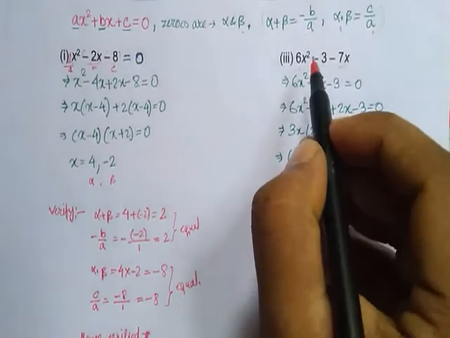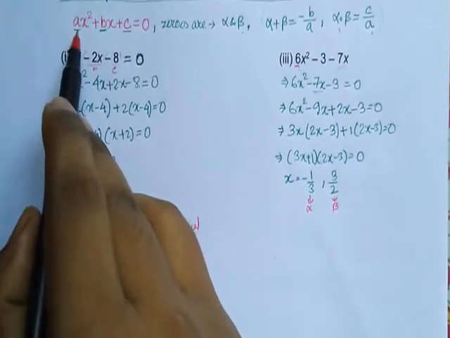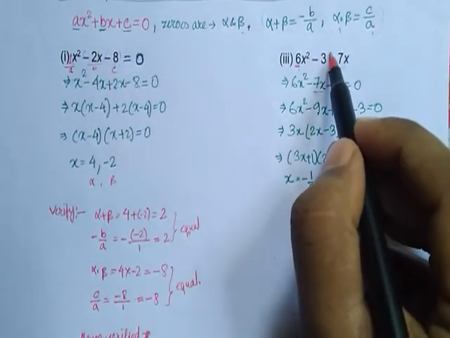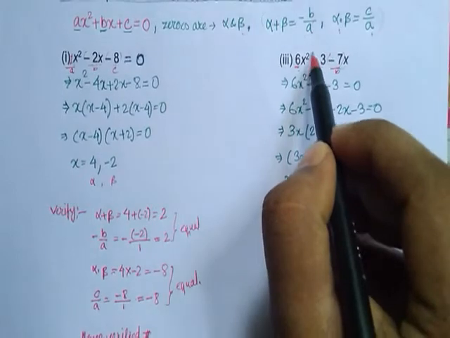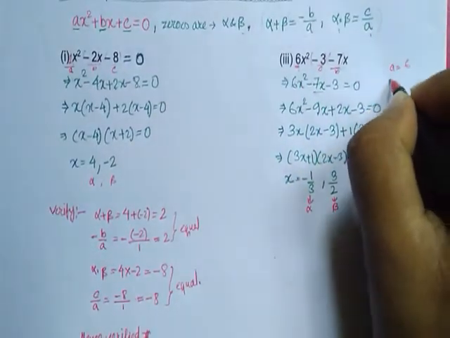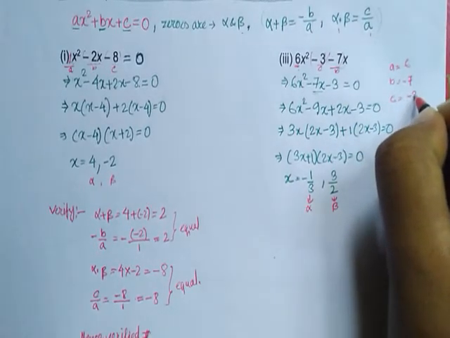In this equation we can see a is 6, as a goes with x square. b goes with x, so b is minus 7, and c is minus 3. A is 6, b is minus 7, c is minus 3.